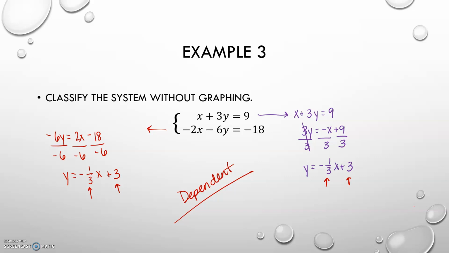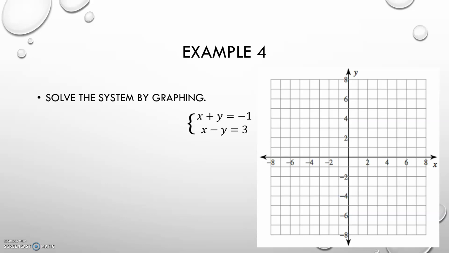But we're also going to graph them and see what happens. So we're going to solve the system by graphing. And remember, solving the system means finding where they cross, what is the ordered pair that they cross at, or what's the special scenario for them. It could be no solution, or it could be infinitely many solutions.